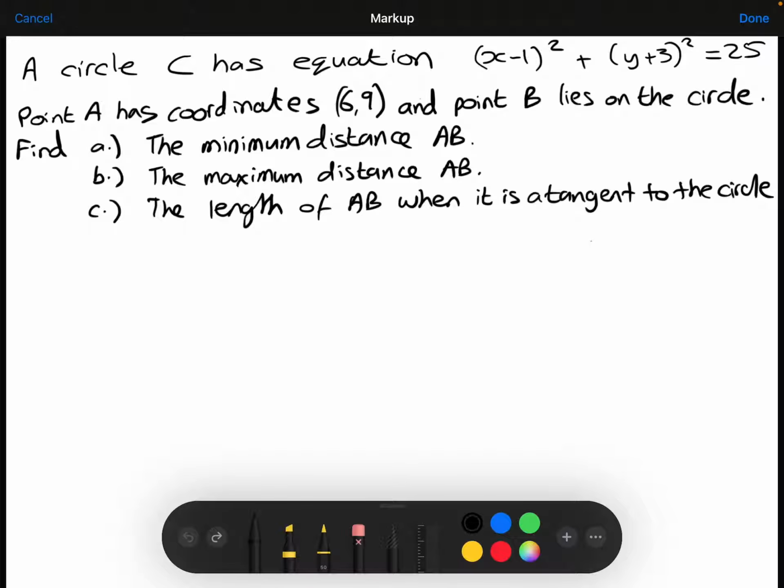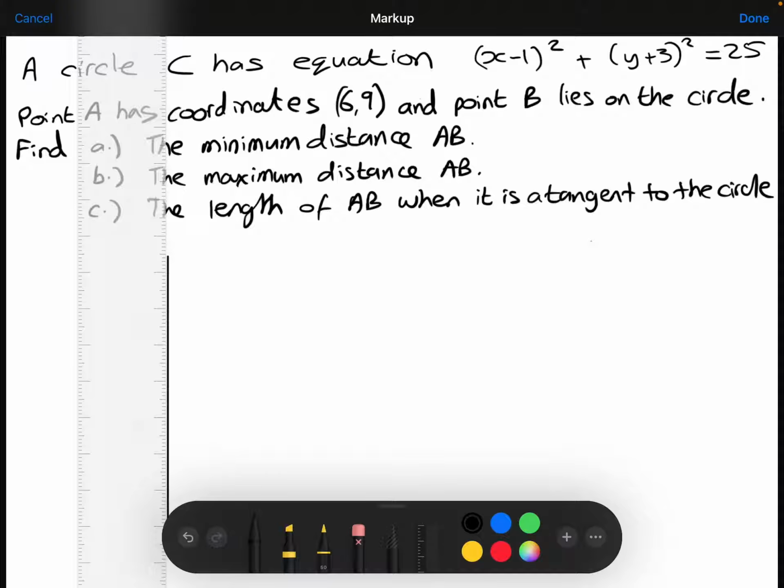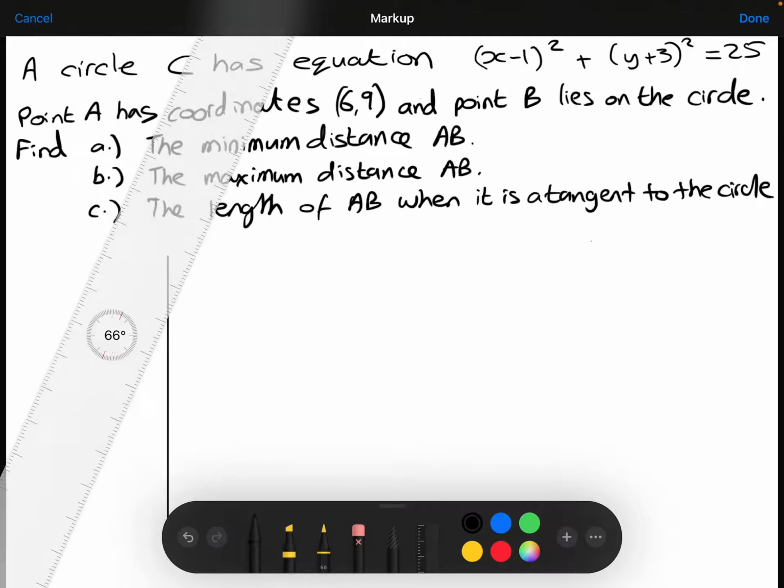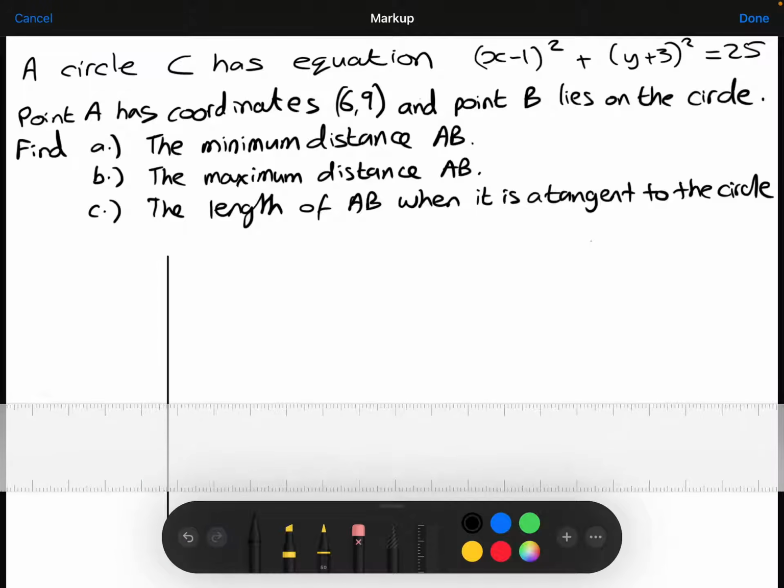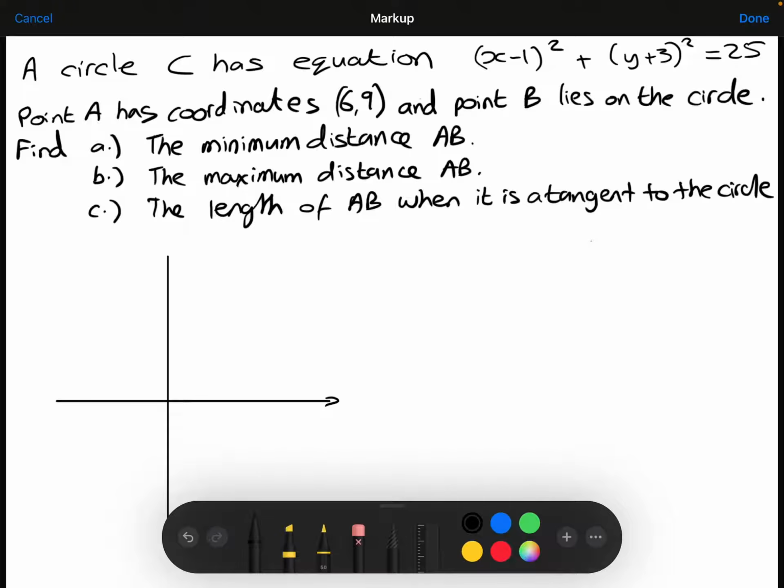So there's quite a lot of information given here, and it's quite difficult to work this out the way it's been given to me at the moment. I'm finding it quite difficult to visualise exactly what's happening here, where point B is, where point A is. So I'm going to draw a sketch, so I've got a better idea of what's actually happening. So let's draw a set of axes first. There's my y-axis, my x-axis.